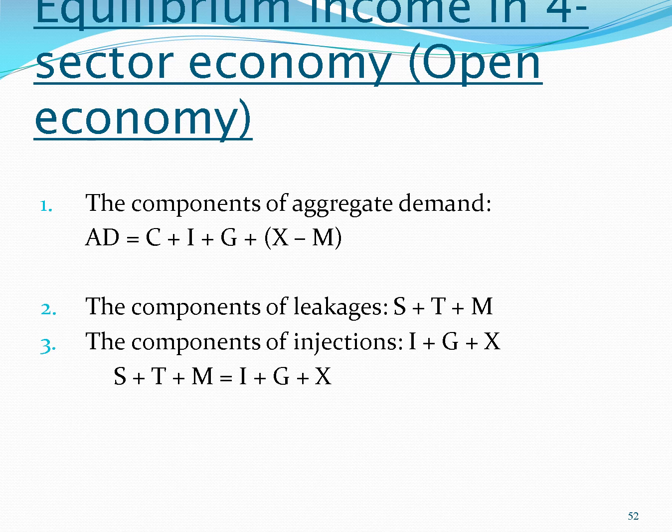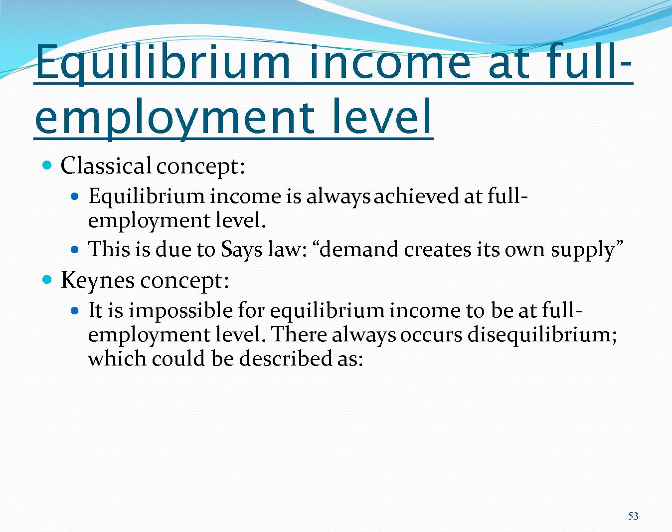This is the four sector economy, or we can say the economy is open. So the aggregate demand is C plus I plus G plus X minus M. And the leakage-injection equation is S plus T plus M equals I plus G plus X. This is just theory. It's a classical concept and a Keynes concept.